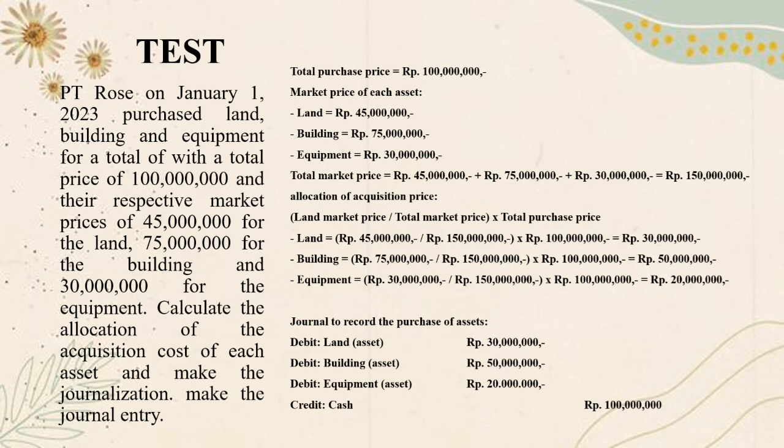So the journal to record the purchase of the assets is: in debit, land as an asset 30 million, building as an asset 50 million, and equipment as an asset 20 million. And in credit, cash 100 million.